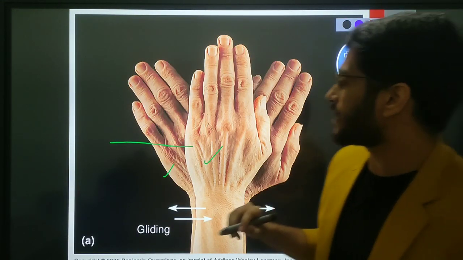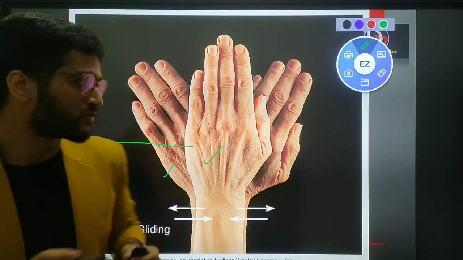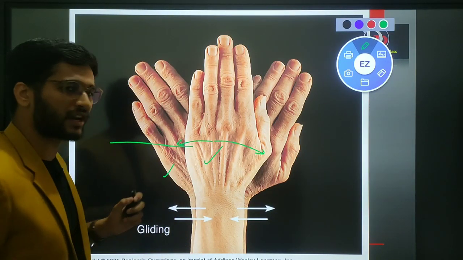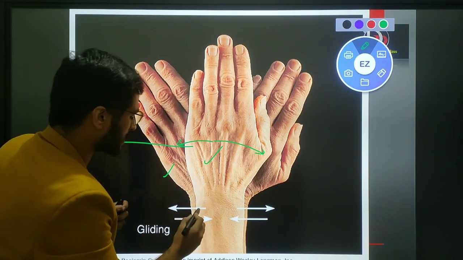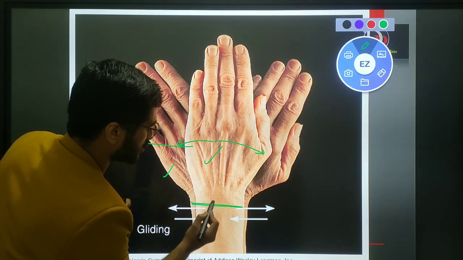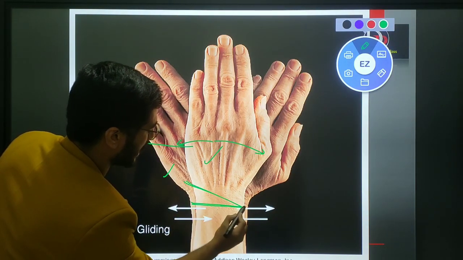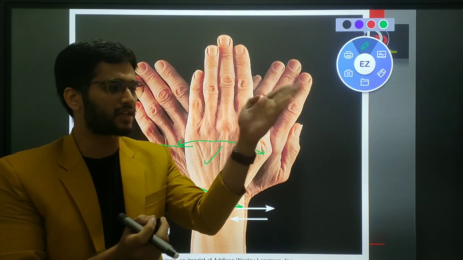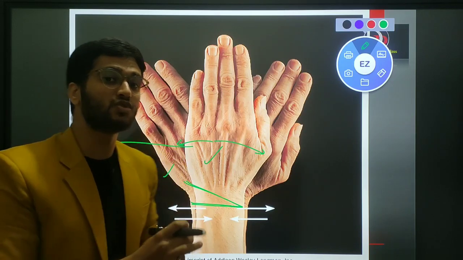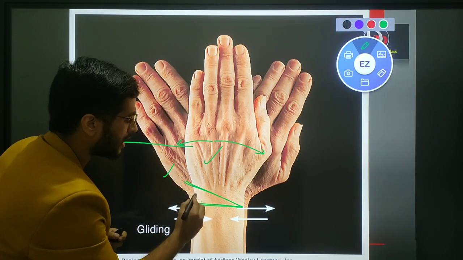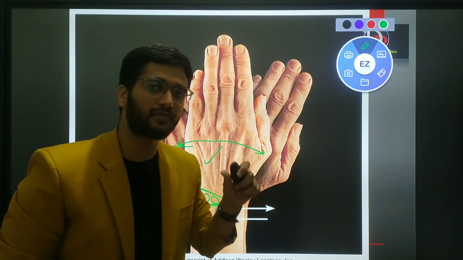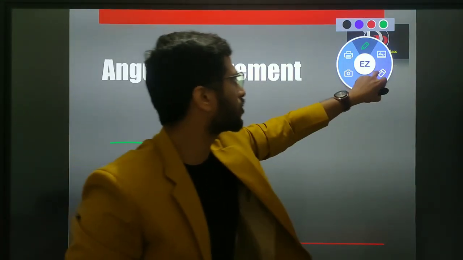So this is the example of the gliding movement. When you turn the palm in this or this direction, whatever direction you turn, what happened here? There is a change in the angle of the wrist. But there is no change in the angle between the bones of the articulation. So let us look at the next one.